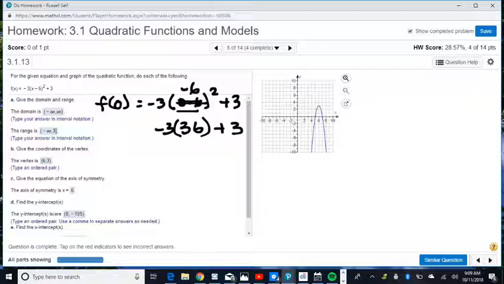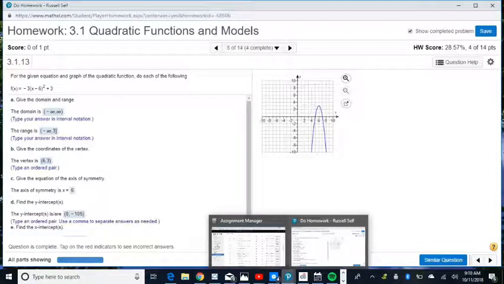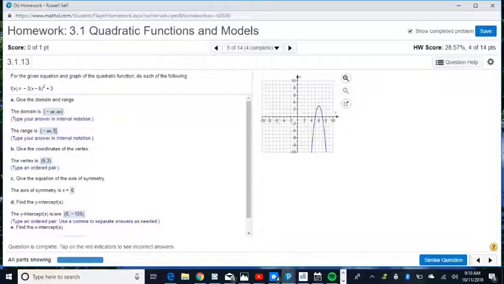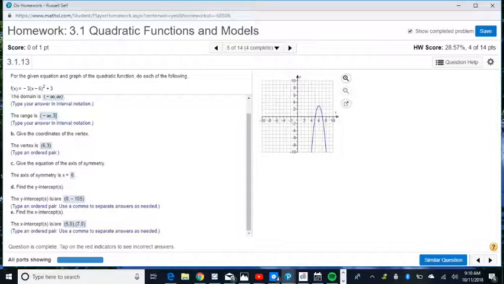-3 times +36. What does that give us? -108 plus 3 gives us -105. Sorry, I said +105 at first. Use your calculator so you don't make the same errors I did. Okay, so you'll see where they got that point of (0, -105) for the y-intercept. Generally you can read it, but this time the graph wasn't big enough. And then the x-intercepts, again, those are the points where the graph is crossing the x-axis. You can just read those straight from the graph, (5, 0) and (7, 0).